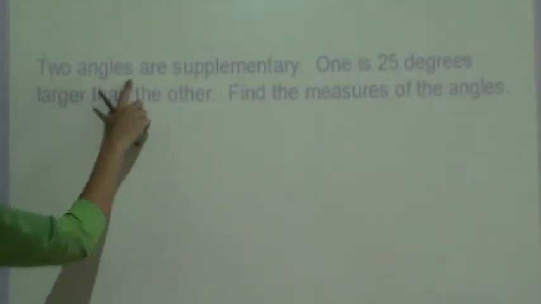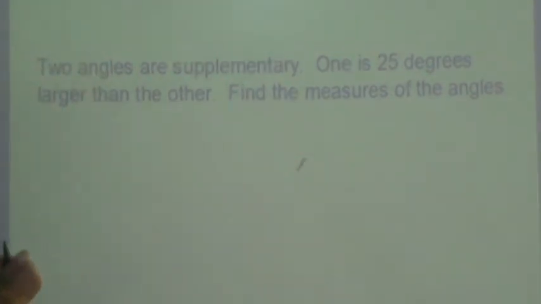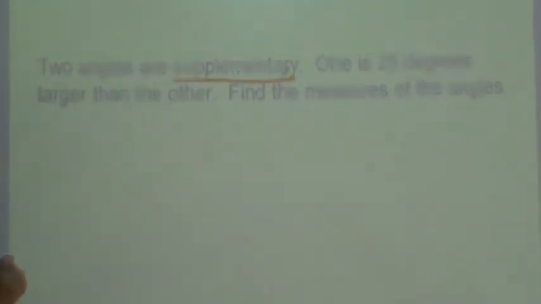Okay, here's a little story problem. All right, I got 2 left for you here, okay? So stick with me. 2 angles are supplementary. One is 25 degrees larger than the other. Find the measure of the angles. All right, first of all, we got to know what supplementary means. Supplementary means they add up to 180.